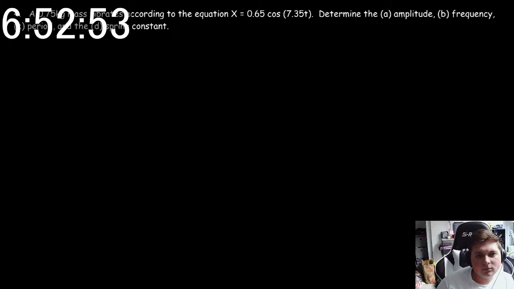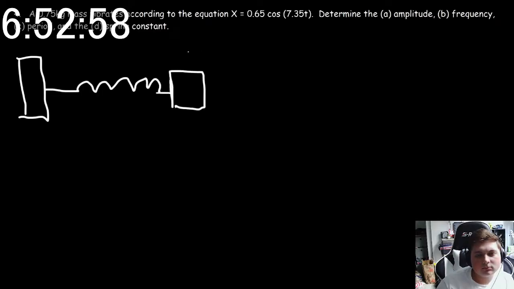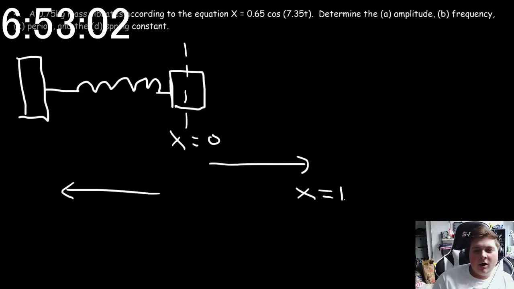So x represents the position of the oscillator. So let's say the oscillator is at equilibrium. It's right here. So right now the position is x equals 0. It can oscillate this way and that way. So here x could be 1, and here x could be negative 1. It could be 2, it could be 3, it can vary.